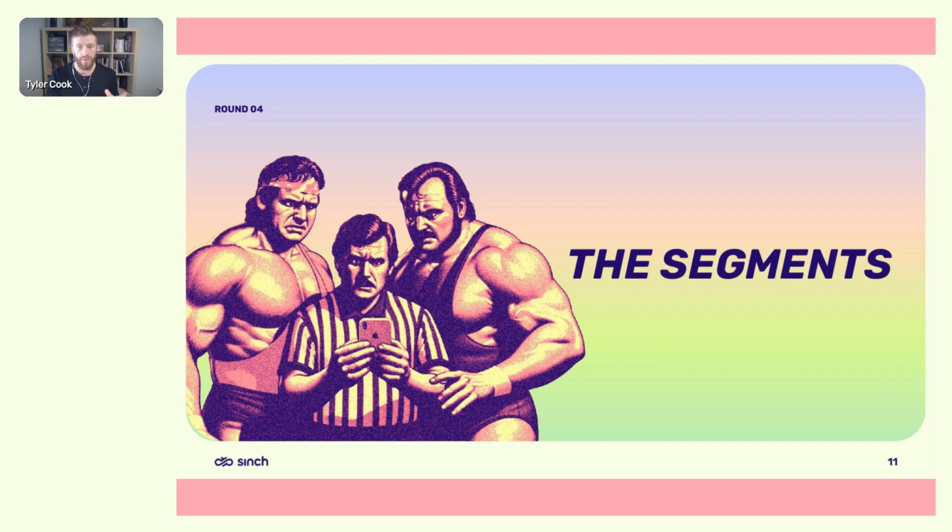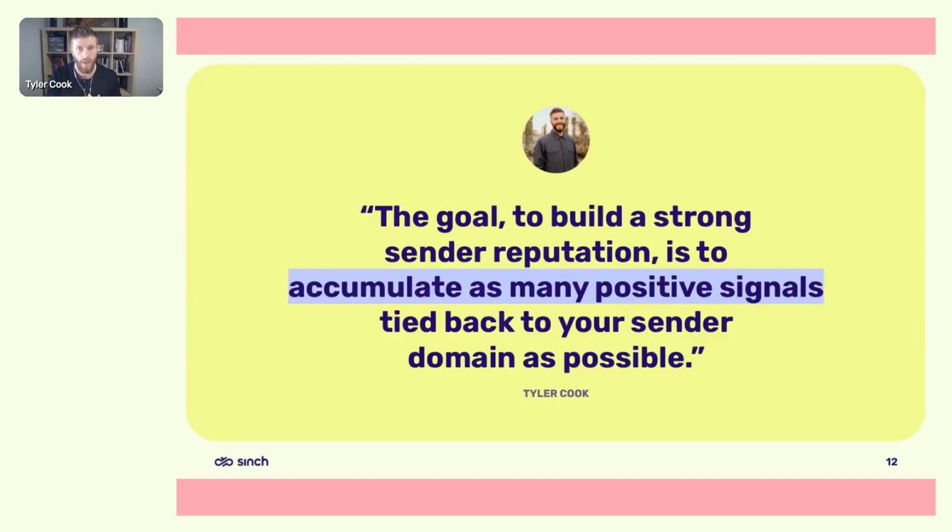So what are the segments that we typically set up for clients who come to us and they're struggling with deliverability and inbox placement? We really look at 3 specific segments. When you're thinking about these segments, and I'm sure that even as I'm talking, you're already thinking, okay, if I need to maximize these positive signals, here's some segments that I could send to, right? So the goal of these segments is to build up a strong sender reputation, and you need to accumulate as many positive signals back to your sender domain as possible.